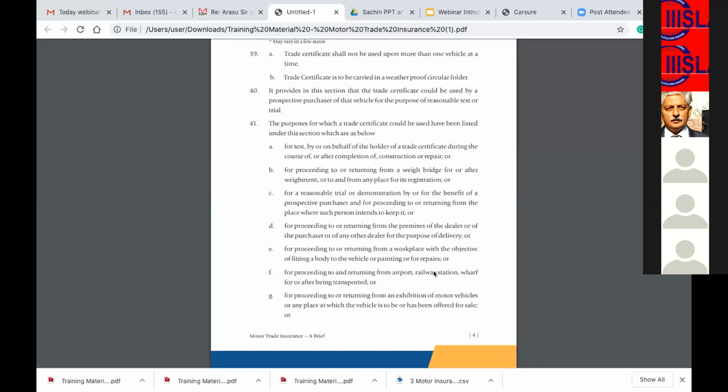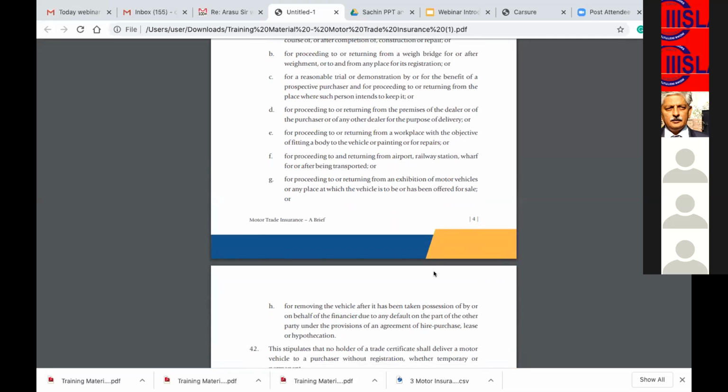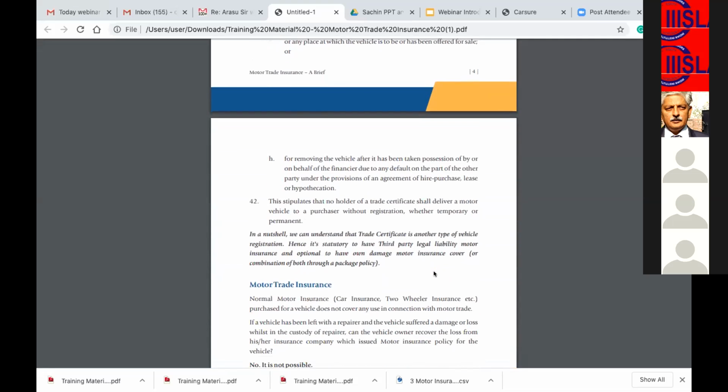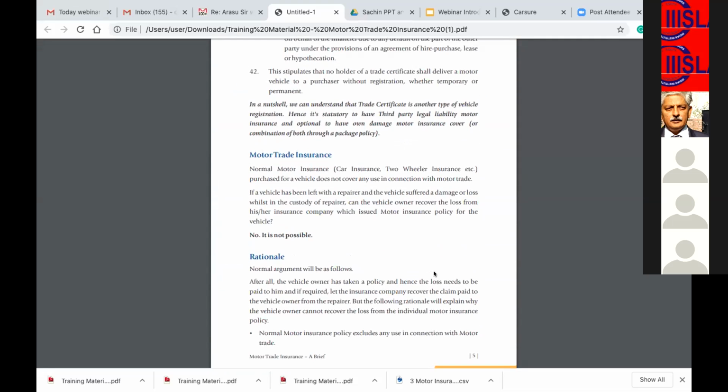That particular trade insurance product has not undergone a change. What is surprising is, even in those days, they were able to visualize how a motor trader is able to use this vehicle. Now you are seeing in page number 4 and page number 5, almost item A to H.